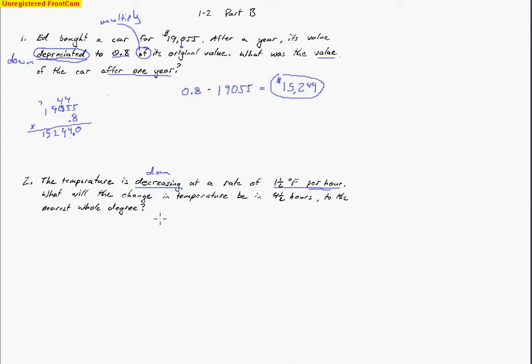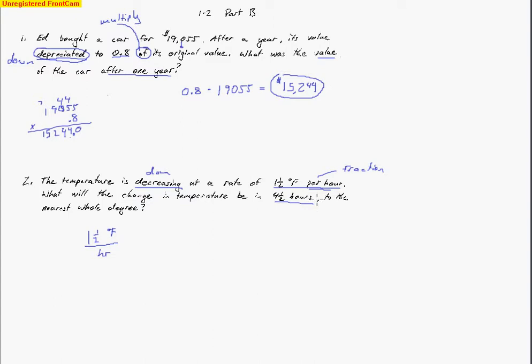Whenever I see per hour, what that means is I can go ahead and rewrite this as 1.5 degrees Fahrenheit, and per means a fraction bar. It means that I'm dividing by hours. So we've got 1.5 degrees Fahrenheit per hour. Now they're asking, what will the change in temperature be in 4.5 hours?